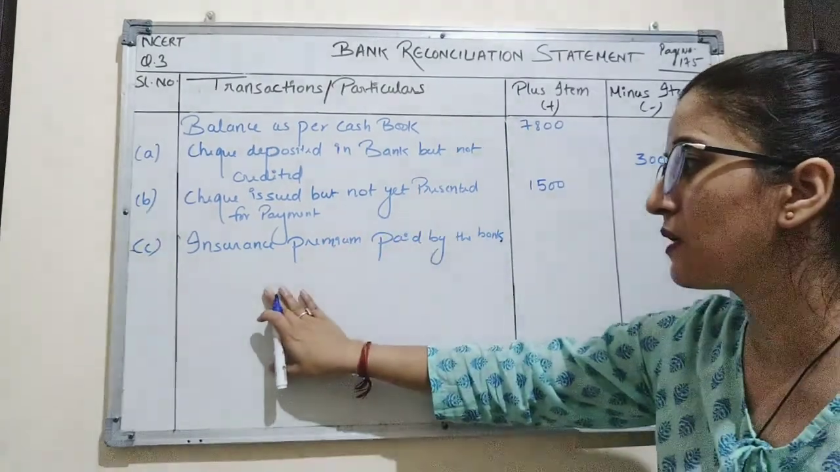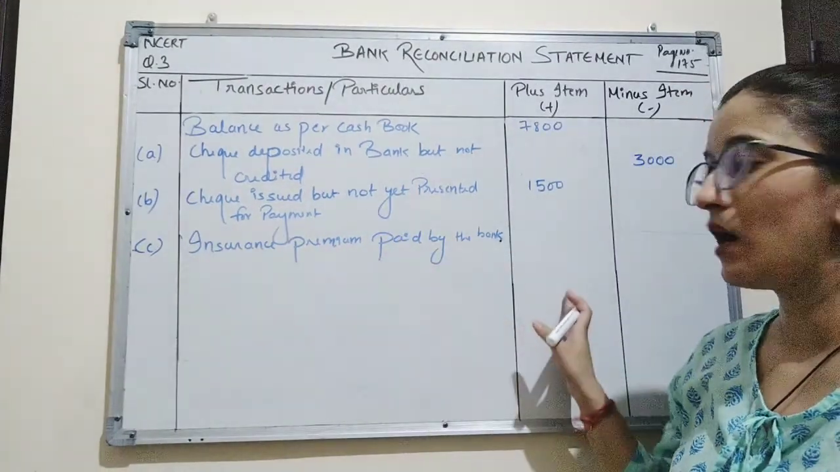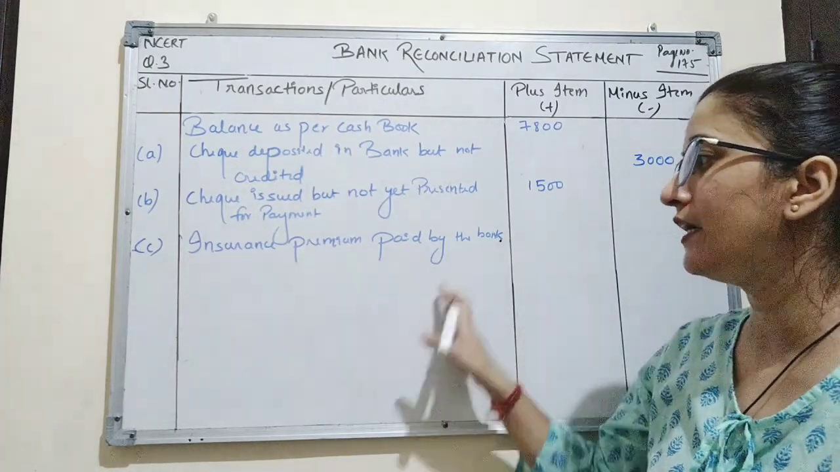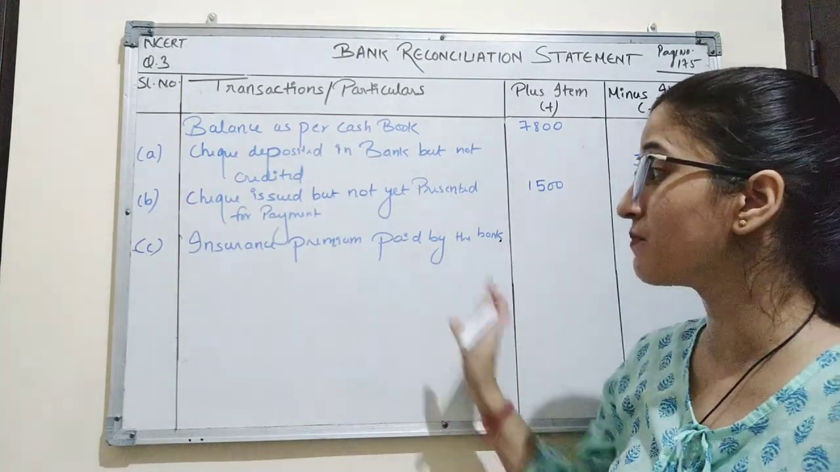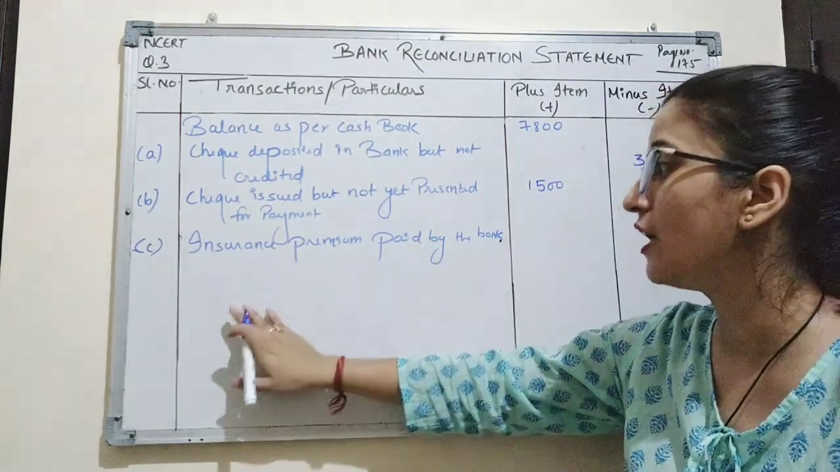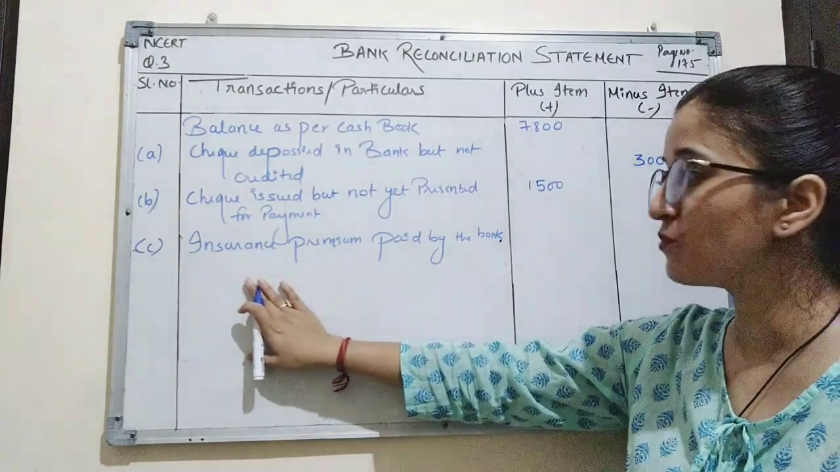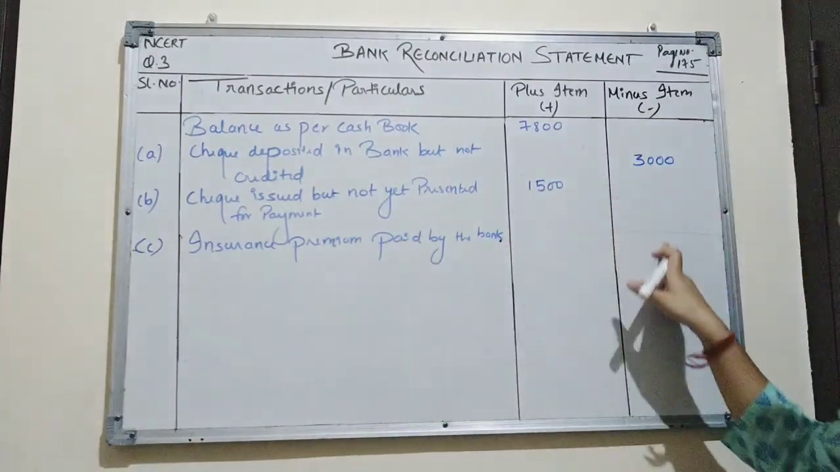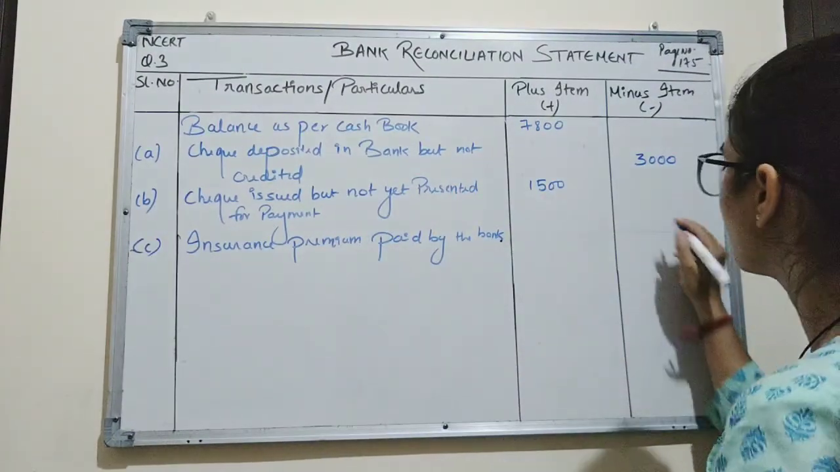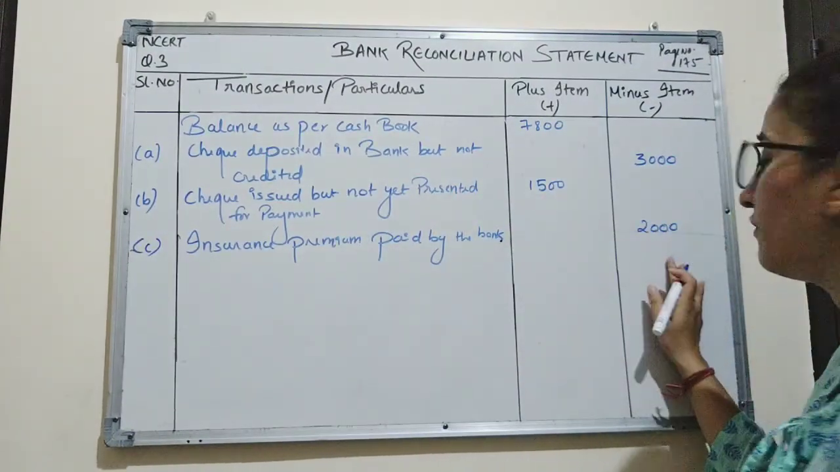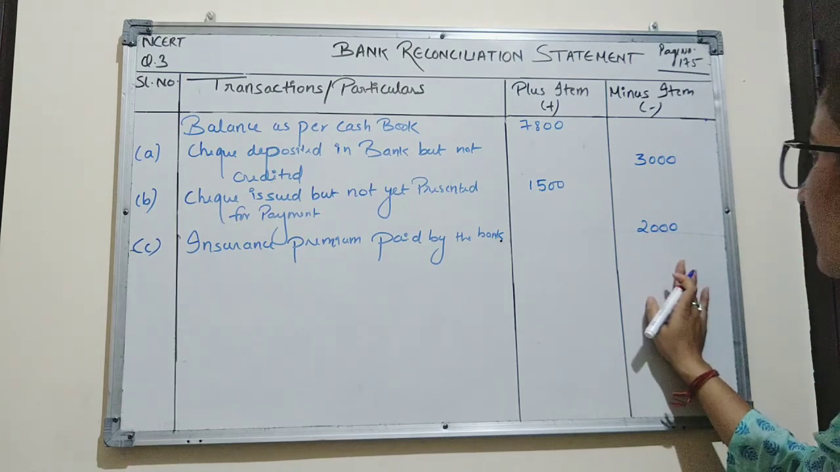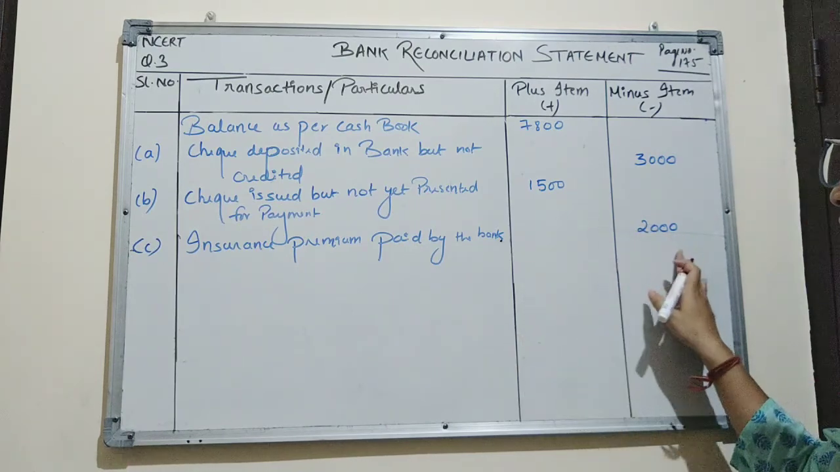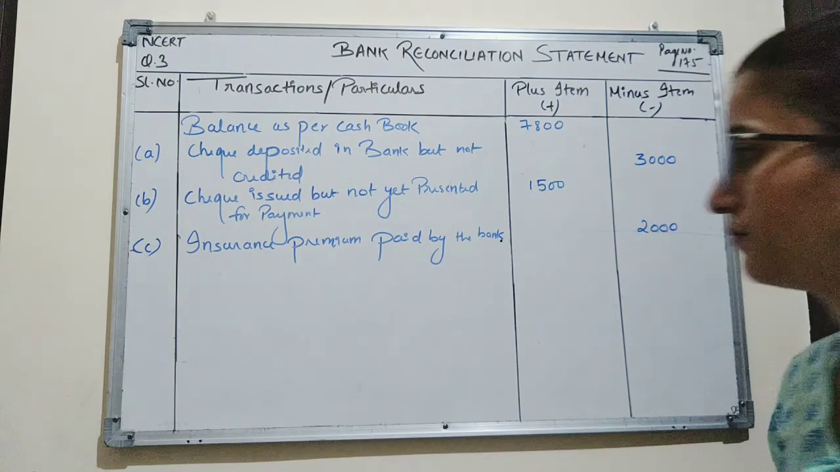जब इंश्योरेंस प्रीमियम बैंक ने पे की होगी तो अपने पासबुक से वो अमाउंट डिडक्ट कर दिया होगा, लेकिन बिजनेसमैन तक वो अमाउंट अभी पहुंचा नहीं है. सो बिजनेसमैन की कैश बुक में वो अमाउंट इंक्रीज्ड बैलेंस शो किया होगा, तो यहाँ पे हम उसको क्या करेंगे, डिक्रीज बैलेंस शो करेंगे 2000, so that it can reconcile. To reconcile that amount, we will record the amount on minus item.